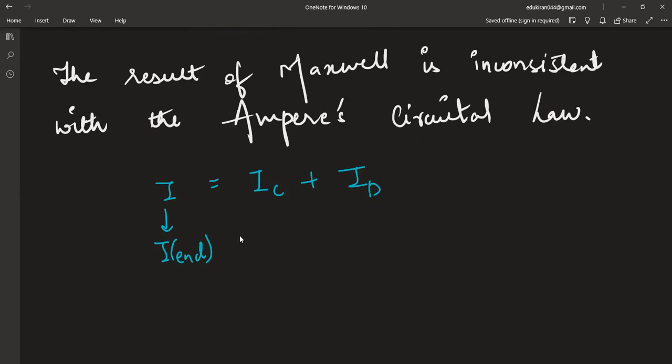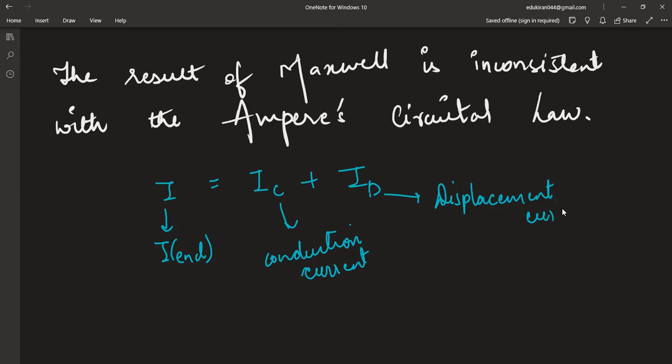So there Maxwell proposed that a displacement current is added to the conduction current which is flowing. Here C means the conduction current, and D is the displacement current. This is the current which is added along with the conduction current to find the resultant net enclosed current. We now write mu naught times I enclosed. So this is that I enclosed current.